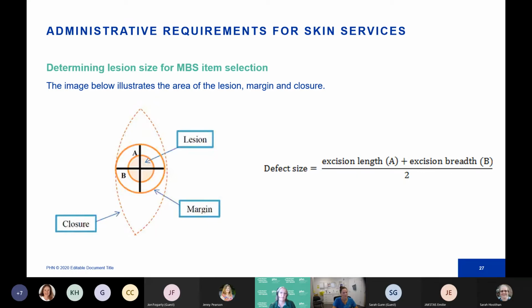Treating seborrheic keratosis by any means only attracts benefits under attendance items, and treating fewer than 10 solar keratosis by ablative techniques only attracts benefits under attendance items as well. Also, treating warts usually only attracts benefits under attendance items, but there are some exceptions. So it is important to see the description of your item numbers and the explanatory notes for further clarification around those.